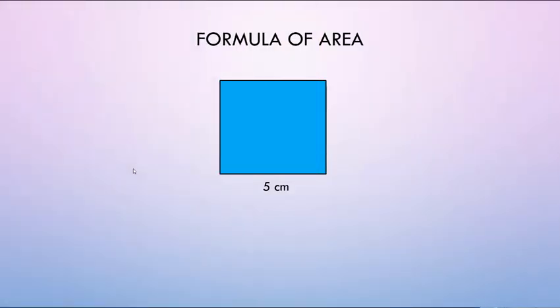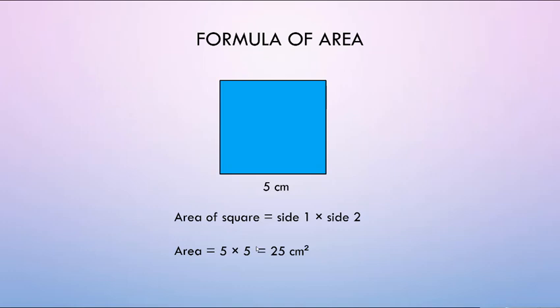Let's look at the square. A square has all 4 sides of equal lengths. So to find the area of a square, we just multiply 2 sides. So we know the length of one side. The formula of area of a square is multiplying 2 sides, side 1 and side 2. All of them are of the same length. So 5 times 5 is 25 square centimeters.